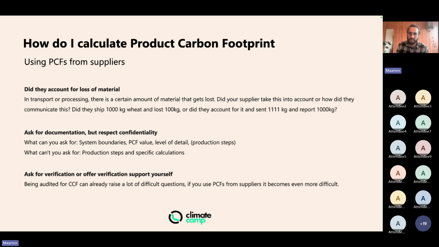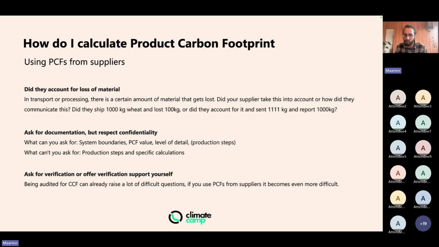The way you solve this is to ask for verification. I've mentioned it in the beginning of the webinar. Either ask for verification from your suppliers, so that only PCFs that have been verified can be used in calculations for your PCFs, for example, or your corporate carbon footprint, or offer verification support yourself. We've seen some of our customers or other customers help their suppliers by linking them with a verification consultancy or agency that can do verification for them.